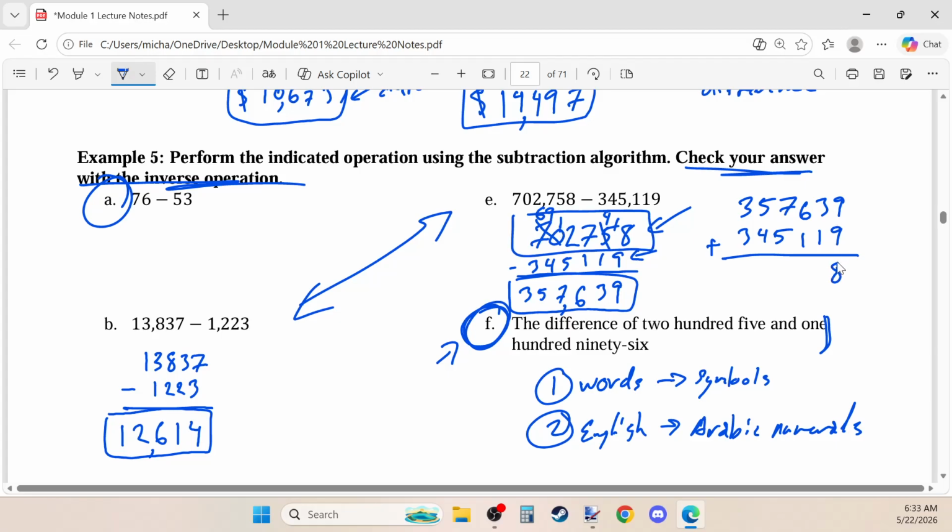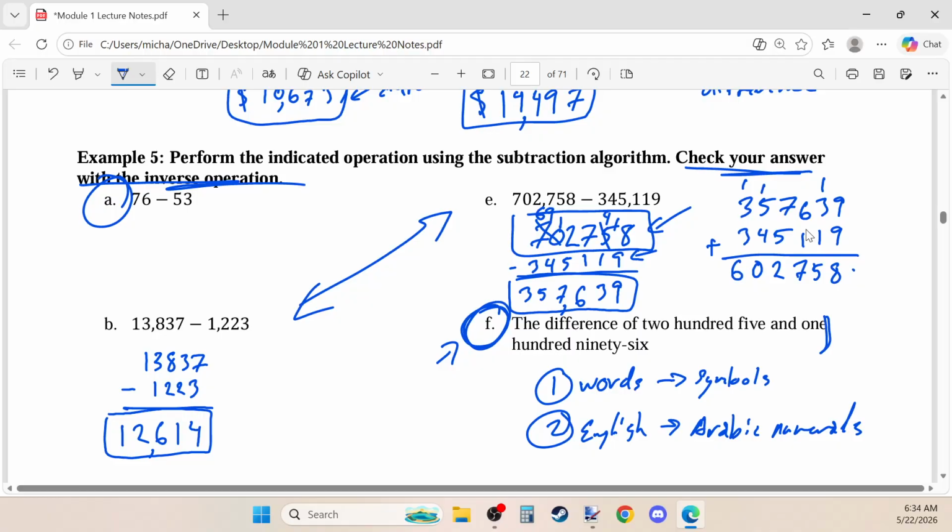9 plus 9 is 18. We have to carry a 1. 1 plus 3 is 4. 4 plus 1 is 5. 6 plus 1 is 7. 7 plus 5 is 12. We carry a 1. 1 plus 5 is 6. 6 plus 4 is 10. We carry a 1. 1 plus 3 is 4. 4 plus 3 is 6.